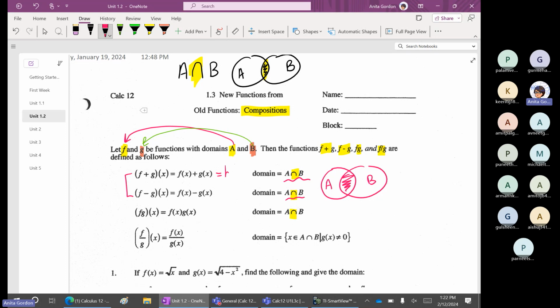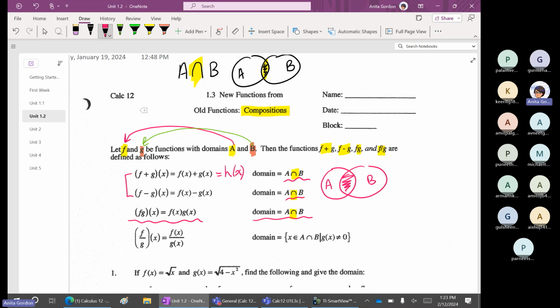Let's call this new function h of x. H represents f plus g, then the domain of h is going to be the intersection of A and B. And we'll do a few examples in a second, okay? This also applies to if we are multiplying them together. Again, we have only the intersection points is going to be the domain of our new function h.